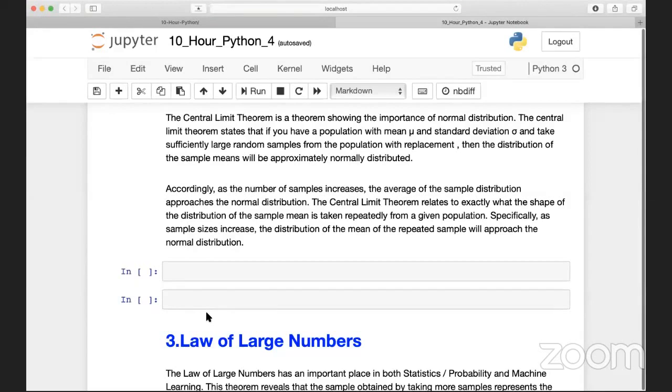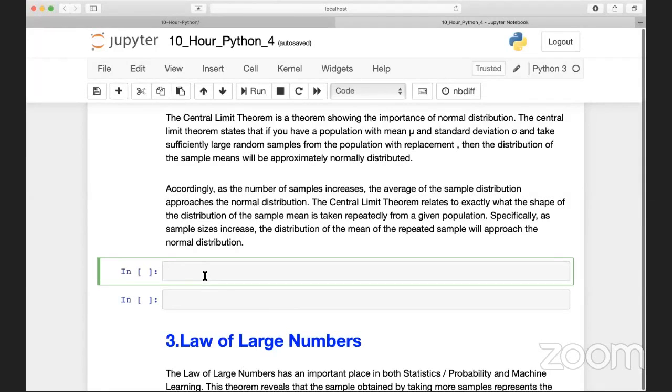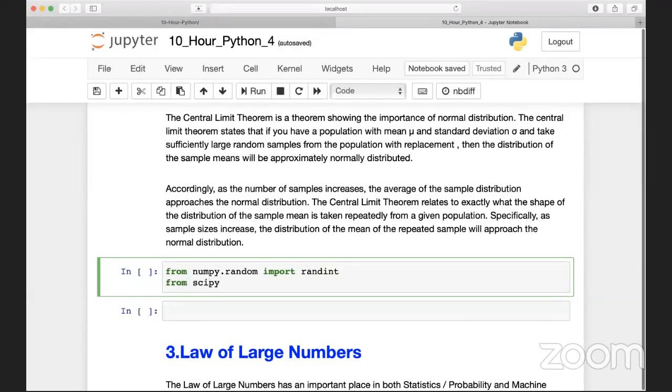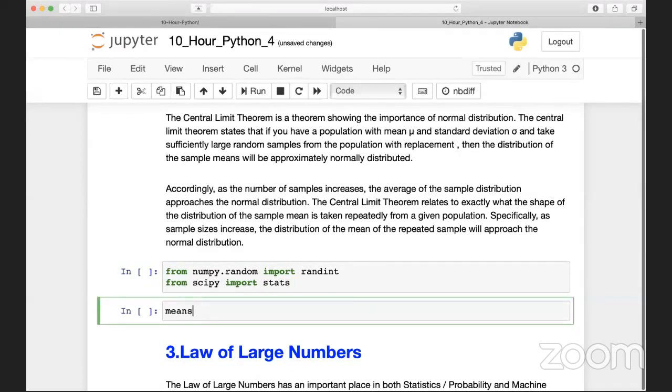If I try to generate the central limit theorem using Python code, it will make more sense to you, I guess. Let's do that. I will import the packages first: from numpy.random import randint, from scipy import stats. Okay. All right. means is equal to, in a list, I will use list comprehension here. We discuss it in the Python session.